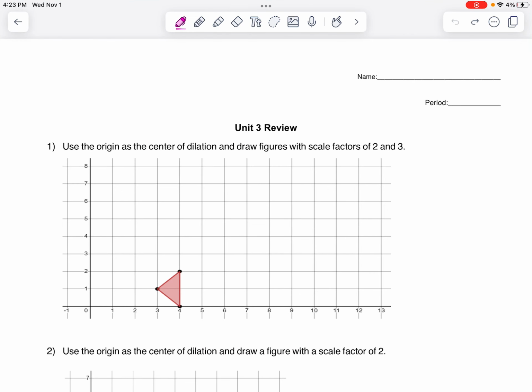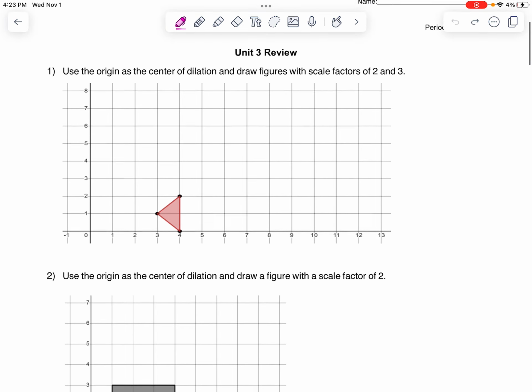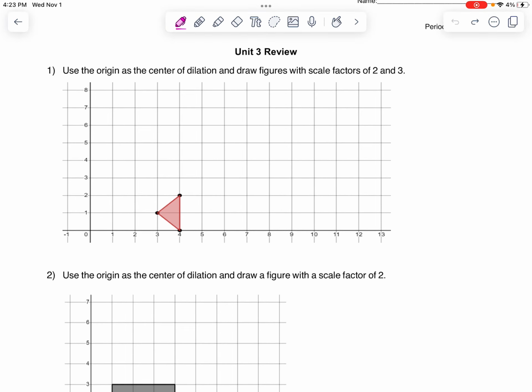Just thought I'd go over the Unit 3 review for those of you who haven't taken the test or for those of you who want to retake it. So the first question that you'll come across on the test is dilating a figure from the origin.